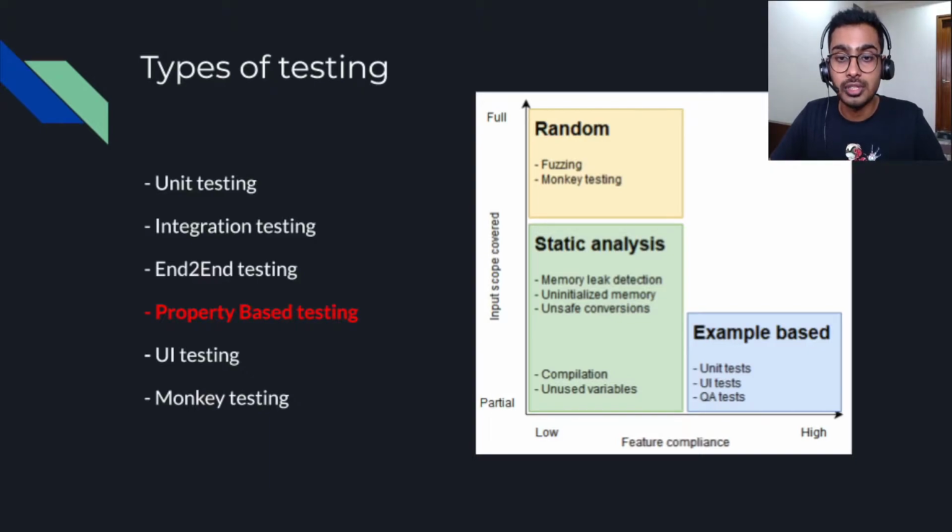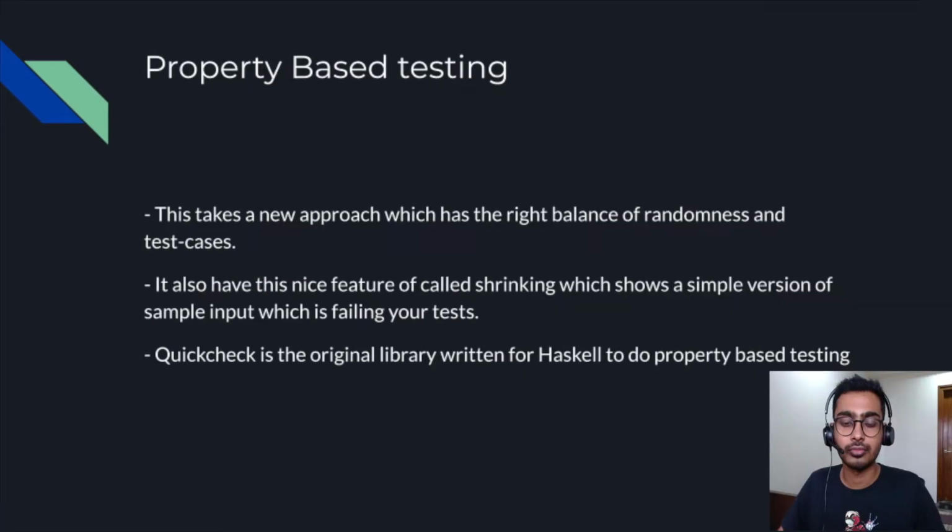So property-based testing comes somewhere in between these two. I think it has a nice balance of both. Fundamentally, it tests the property, so it really has that feature aspect, and it also has the automated testing, which gives different inputs and covers various edge cases.